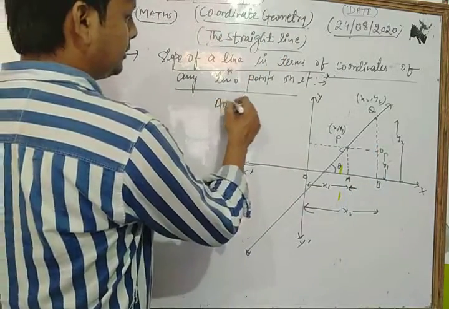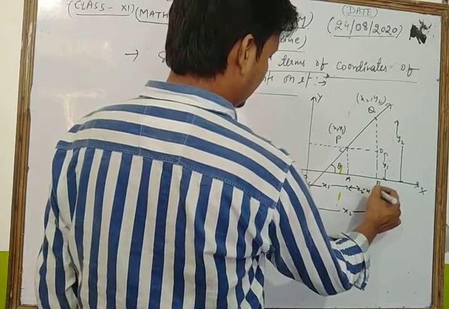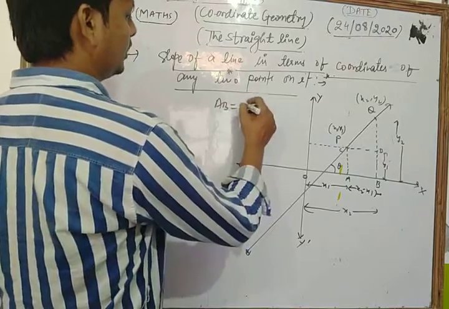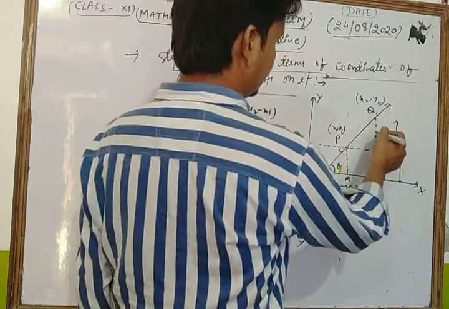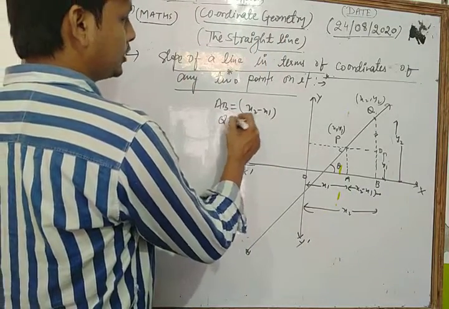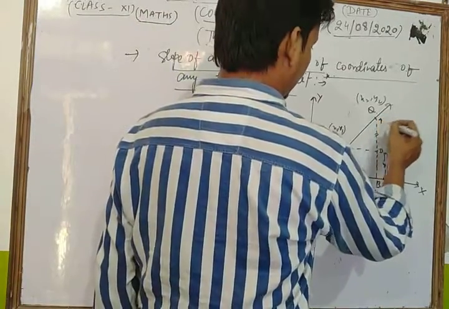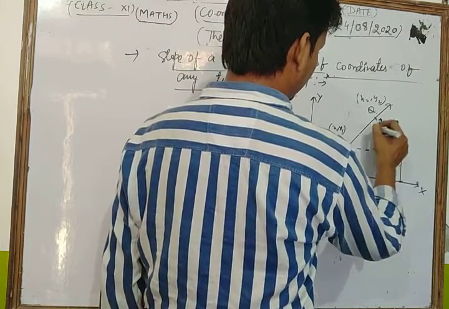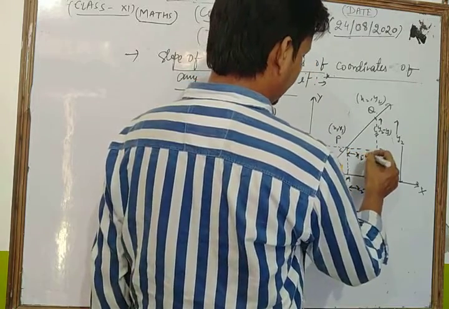Now the distance AB is what? The distance AB is x2 minus x1. And the distance QD is what? The distance QD is y2 minus y1. And you know that CD is equal to AB, so this is x2 minus x1.